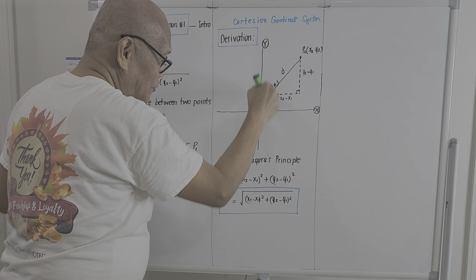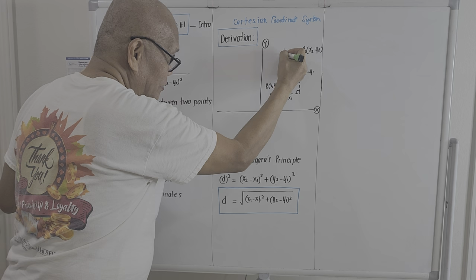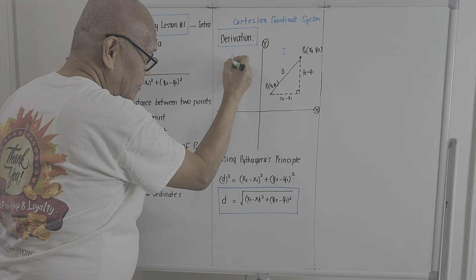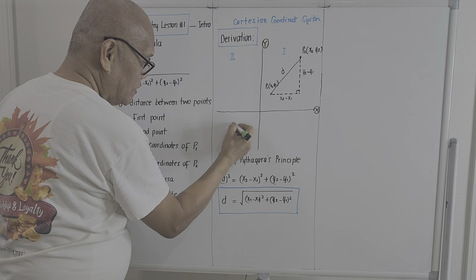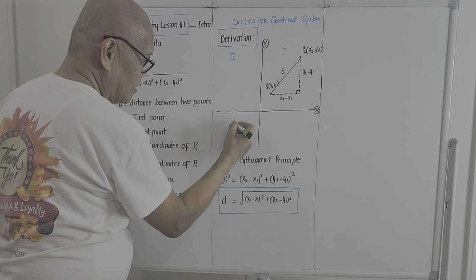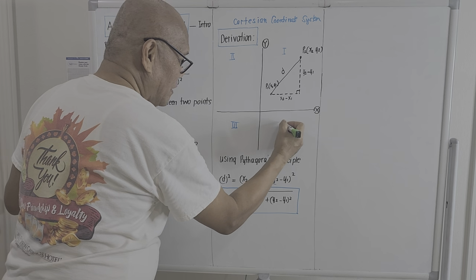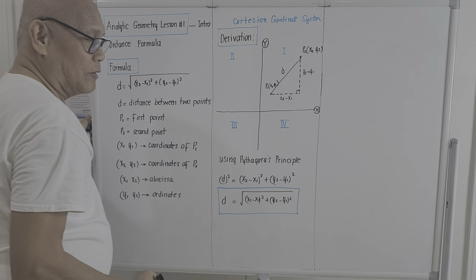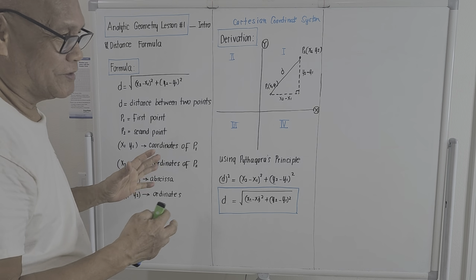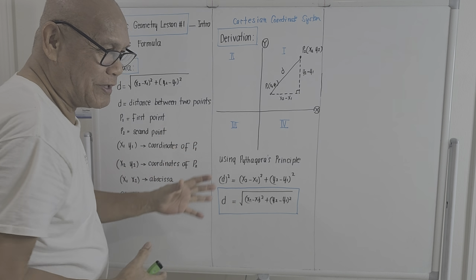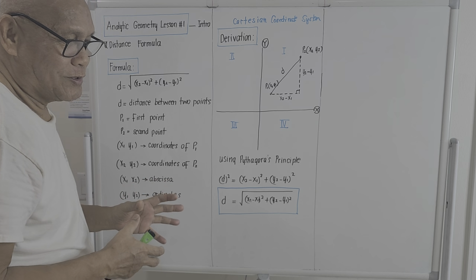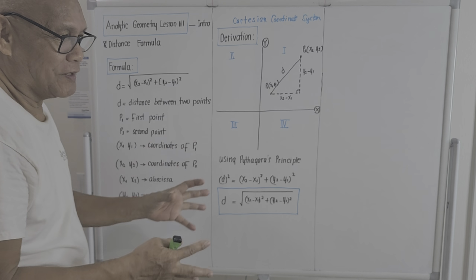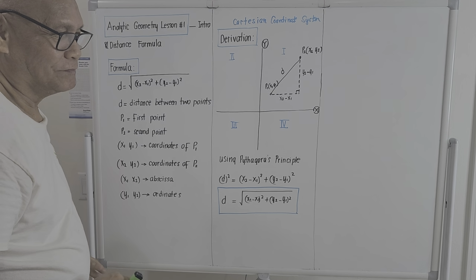So on this portion here, we refer to this one as quadrant number 1. This one here is quadrant number 2. This one here is quadrant number 3. And this one here will be quadrant number 4. Okay, this falls under the introduction, meaning we should know the definition of things under the Cartesian coordinate system.